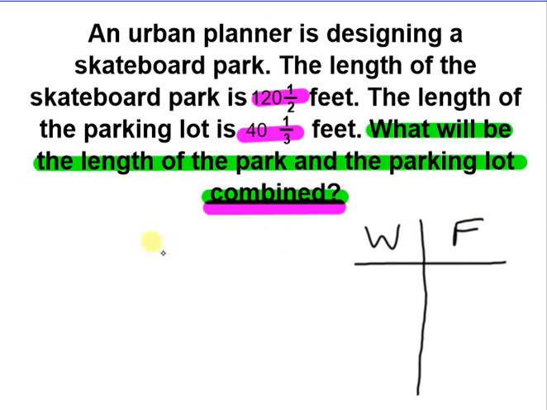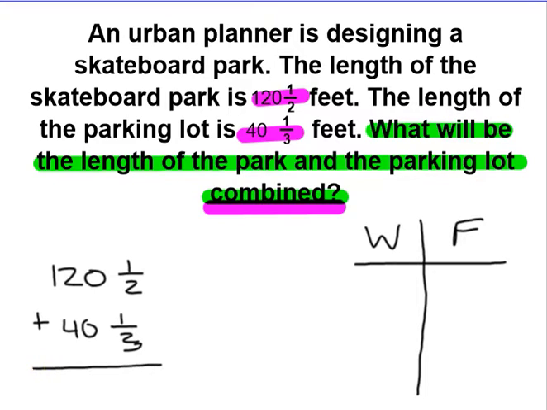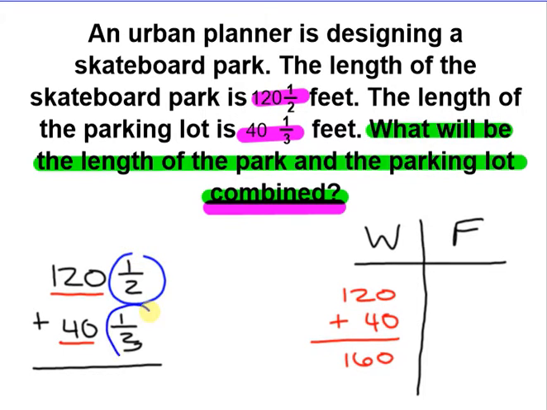Okay, and I'm going to write that out over here. 120 1/2 plus 40 1/3. There we go. All right, so I'm going to take my whole numbers first. So 120 plus 40 is going to be 160. And then I'm going to take my fractions second.